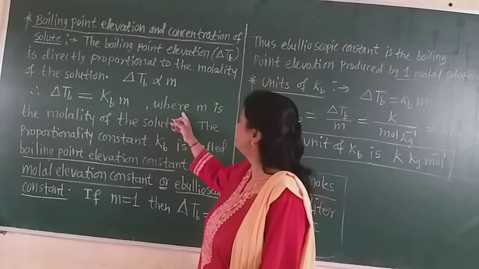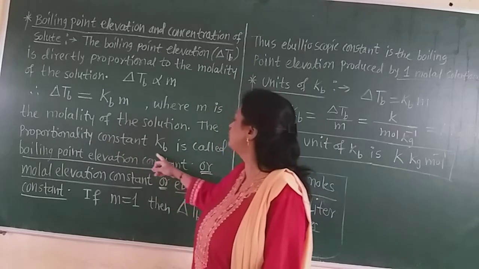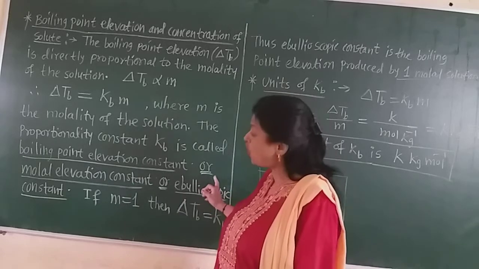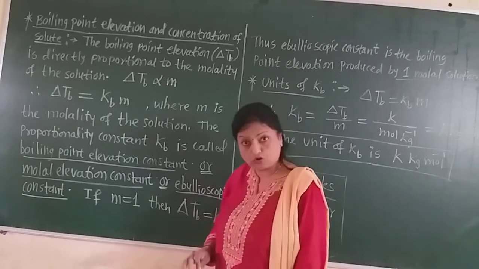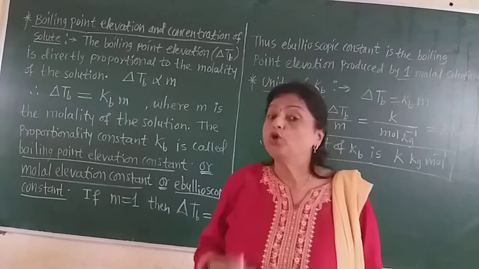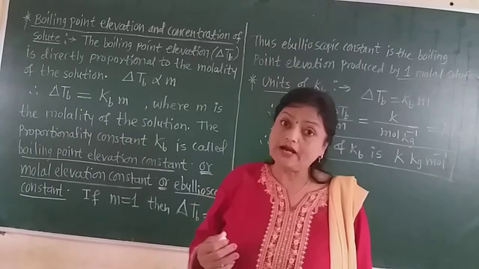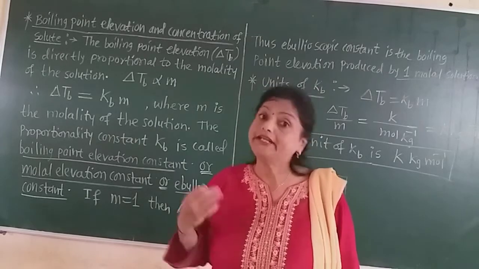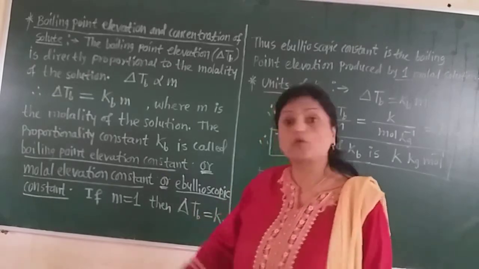So this Kb, where m is the molality of the solution, and the proportionality constant Kb is called boiling point elevation constant or molar elevation constant or ebullioscopic constant. Why is it called the ebullioscopic constant? Because the method to compare the boiling points of different liquids is called ebullioscopy, and that thermometer is also different. So this molar elevation constant is also called the ebullioscopic constant.